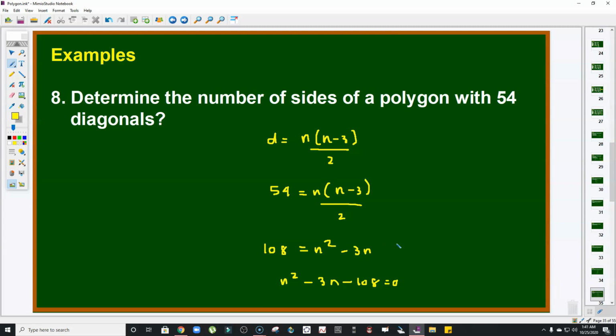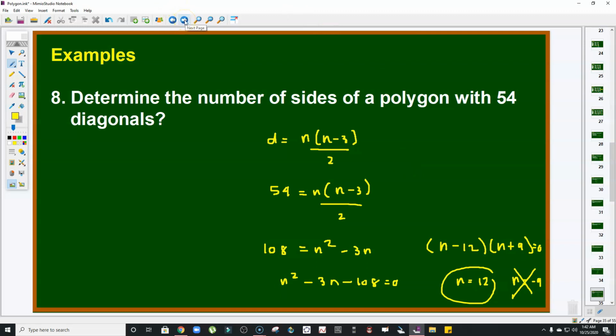Now, factors of 108. Okay, ano bang factors ng 108? Okay, so 1 minus 3, negative 108. Okay, there you go. So 12 and negative 9, right? So if we're going to factor it, that's n minus 12 times n plus 9 equals 0. Check natin. Okay, this is negative 12 and this is positive 9, and negative 3n nga naman. Okay, therefore, n is 12. We reject n equals negative 9. Alright, so since we're looking for sides, bawal maging negative. So therefore, n is equal to 12 or the dodecagon.